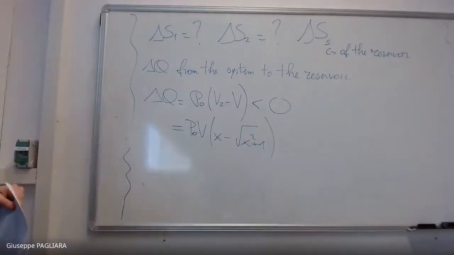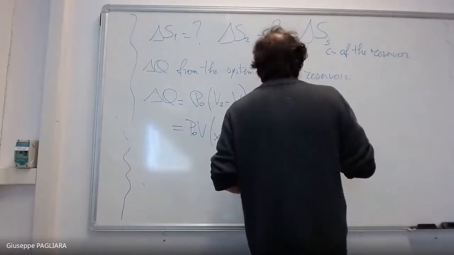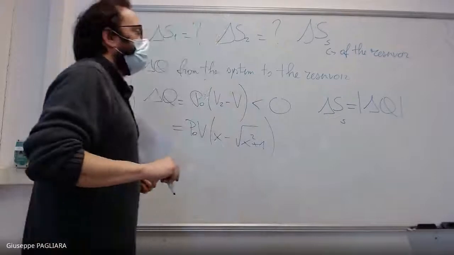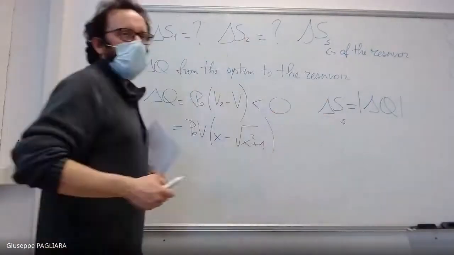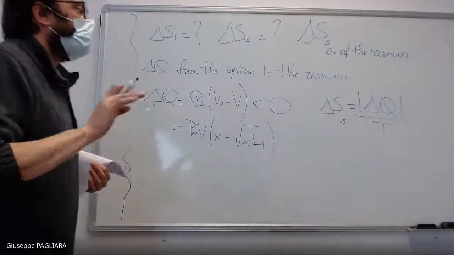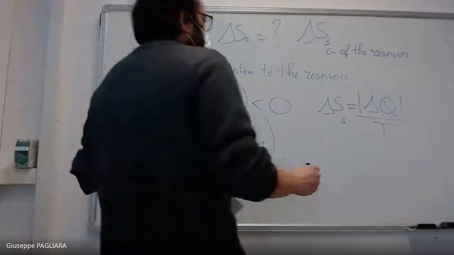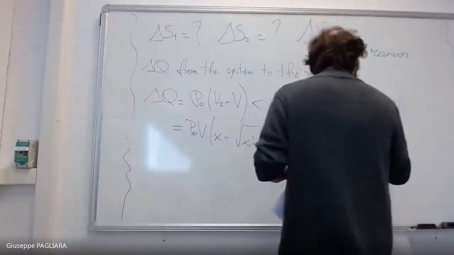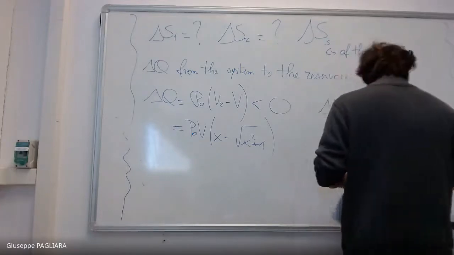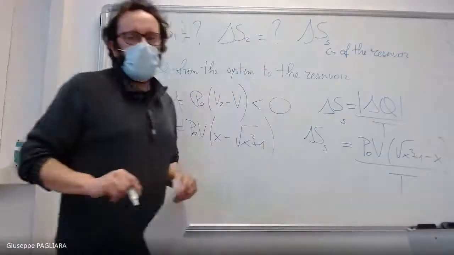Once we have delta Q, we can compute, for instance, the variation of the entropy of the source, because delta S of the thermal reservoir is just the modulus of delta Q, let me put a modulus here, because for delta S this heat is positive because the reservoir is receiving this heat, divided by the temperature, which is again constant. So the variation of the entropy of the reservoir is equal to P0 V times (square root of X squared plus 1 minus X) divided by temperature. This is the delta S of the thermal reservoir.